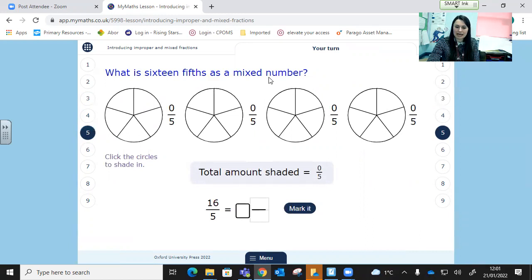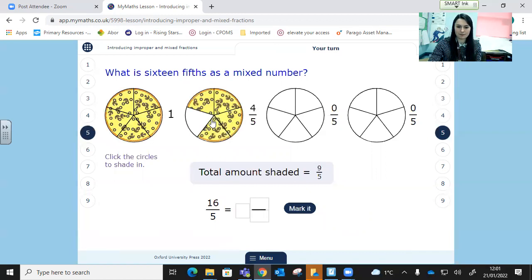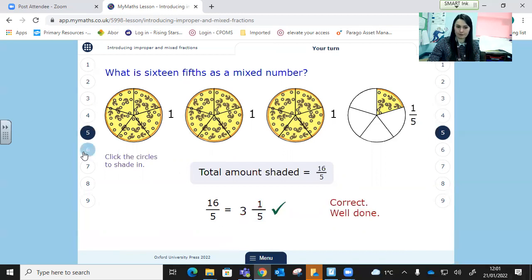Okay, now let's have a look again. 16/5. So I'll pause there. If you want to use the pictures, that's fine. And if you want to try it without the pictures, you can also do that. I'm going to start colouring in 16/5. That's 15. 16/5, which gave me 3 wholes and 1/5 left over.